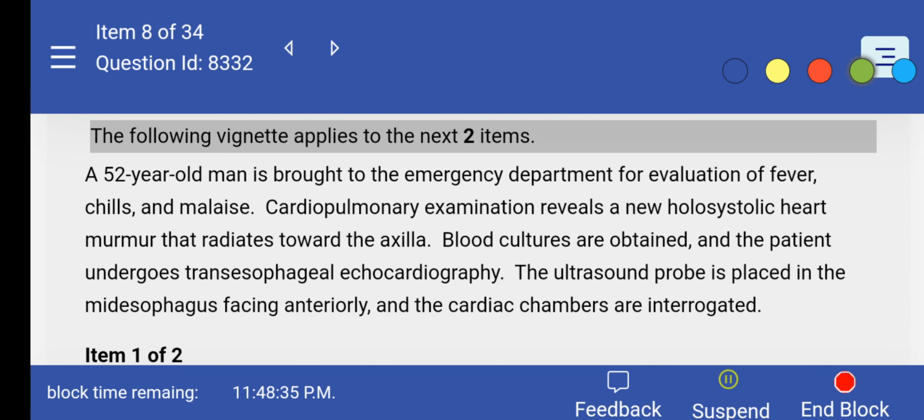Now, questions 8 and 9 are connected with each other. The following vignette applies to the next two items. A 52-year-old man is brought to the emergency department for evaluation of fever, chills, and malaise. Cardiopulmonary examination reveals a new holosystolic heart murmur that radiates toward the axilla. Blood cultures are obtained and the patient undergoes transesophageal echocardiography. The ultrasound probe is placed in the mid esophagus facing anteriorly, and the cardiac chambers are interrogated.